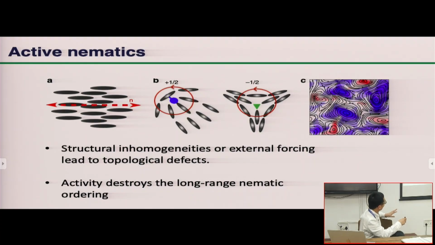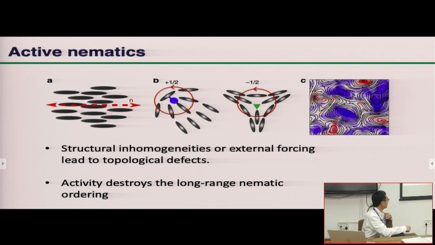But that's not the point here. The point here is, in passive nematics, you have these behaviors. You have long-range order. Sometimes you can have defects. What if we have activity now? An active nematic system, things like the motor protein microtubule solution.